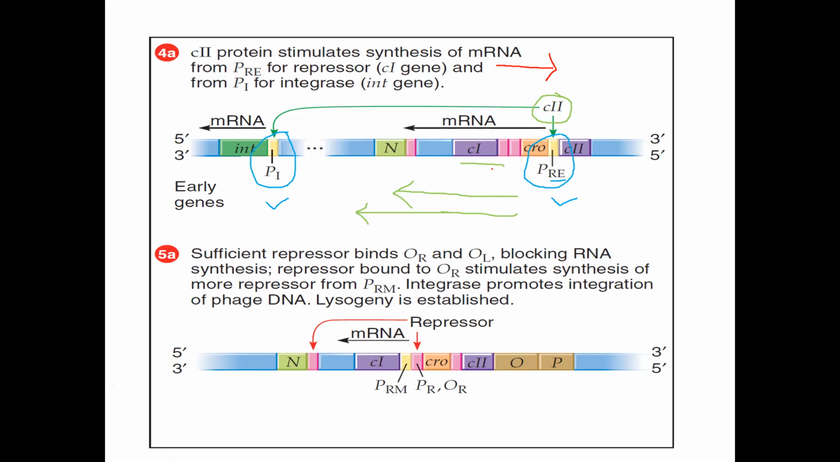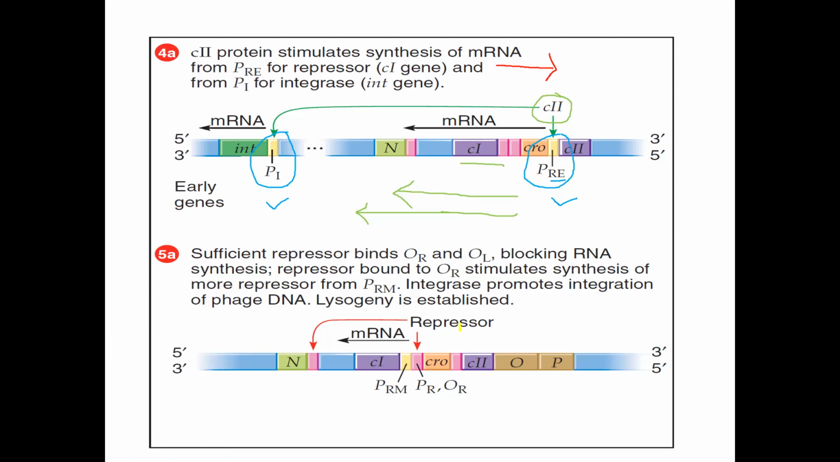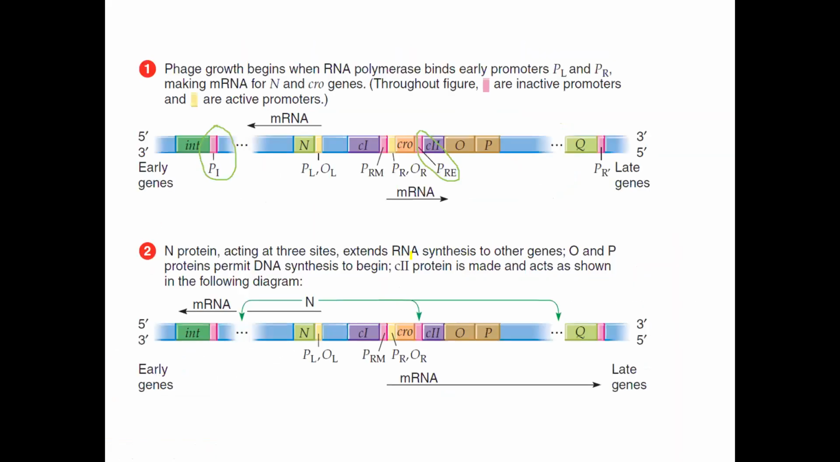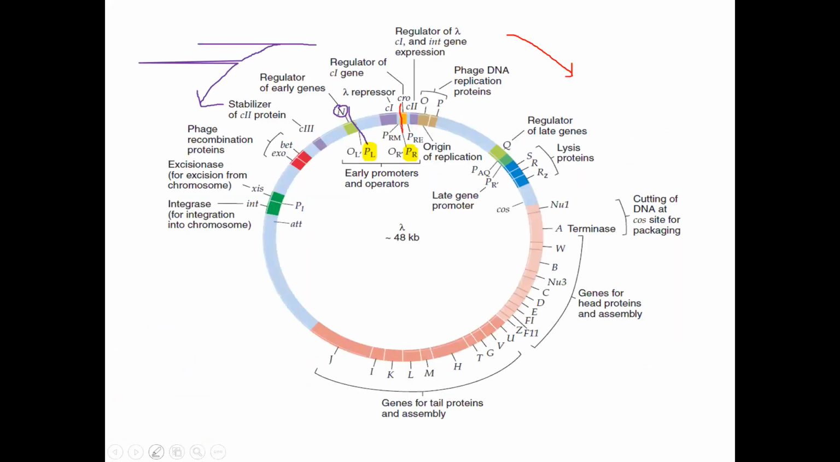Once C1 and integrase are made, what next? This C1 repressor binds to the operator region. Which operators? C1 is going to bind to operator left, OL, and operator right, OR. Now, if I take you back to the genetic map, where are operator left and operator right? Operator left is in close proximity with promoter left, whereas operator right is in close proximity with promoter right.